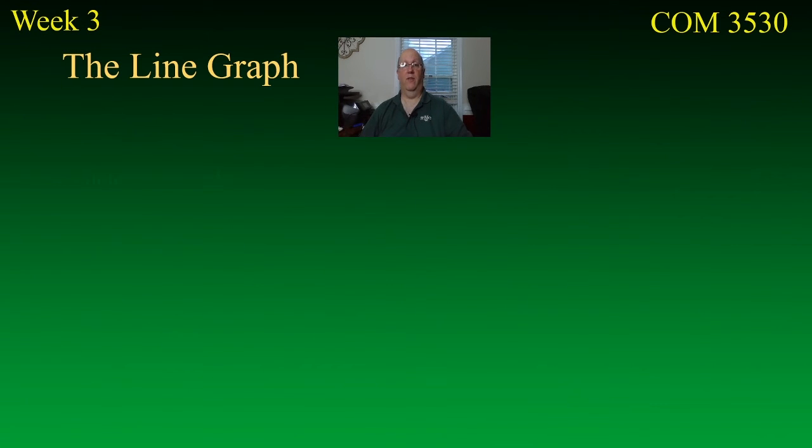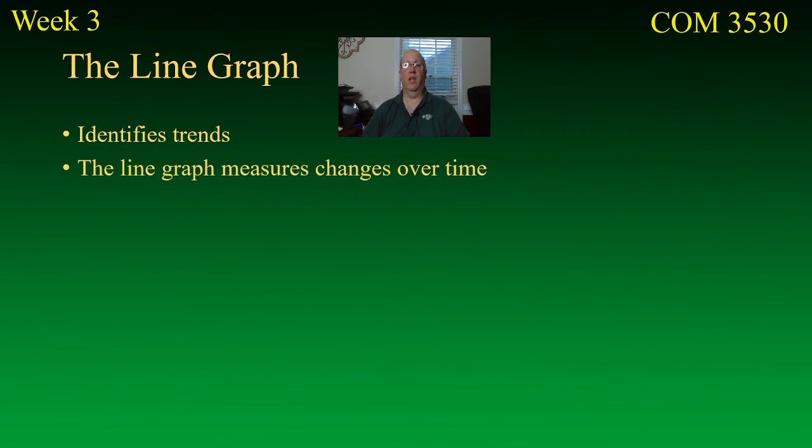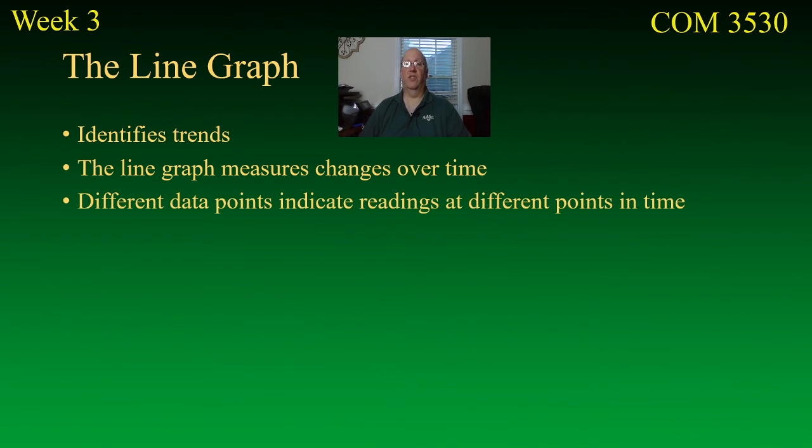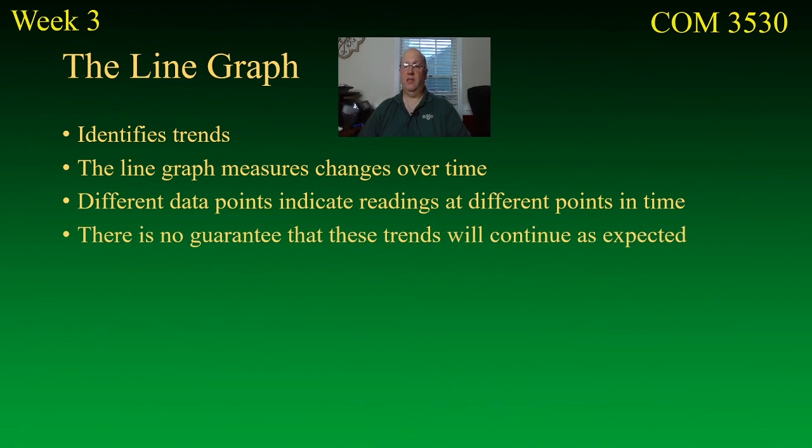Now, the line graph identifies trends, because there you have a line that changes over time. It goes up and down like a little elastic band, and ultimately, the different data points indicate readings at different points in time, which tell, based on the relationship between them, what's happening. Now, there is no guarantee that these trends will continue as expected, but they usually will. The assumption is that they will.